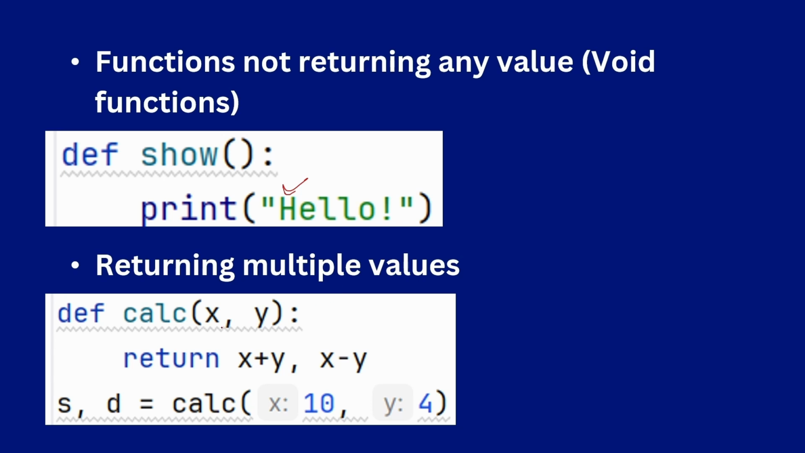Then we have returning multiple values. In this function the parameters are x and y, and we are returning x plus y and x minus y. When I'm calling this function cal and passing 10 and 4, what values am I getting? Two values, because we are returning two values. Here x plus y is 10 plus 4, which is 14, and 10 minus 4 is 6. So s will become 14 and d will become 6.